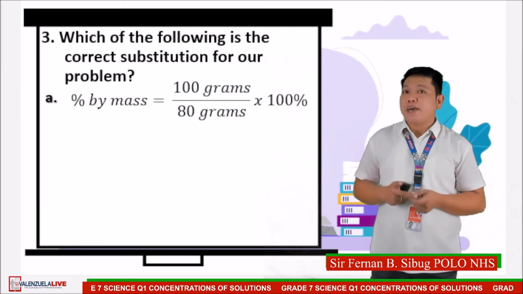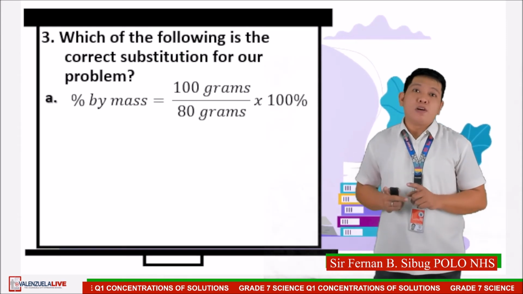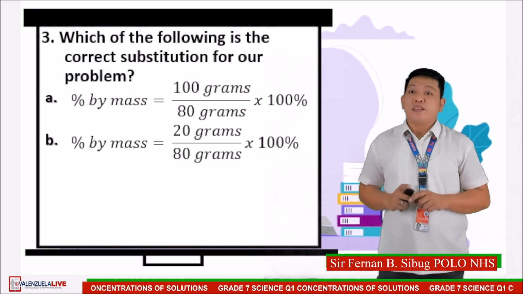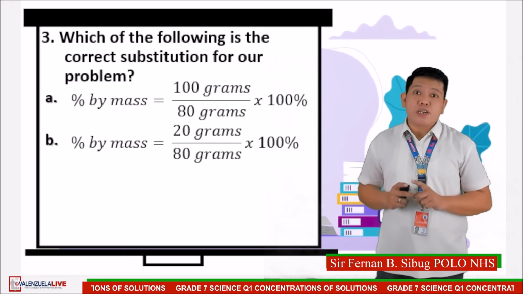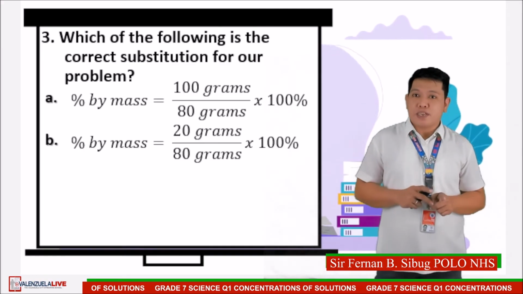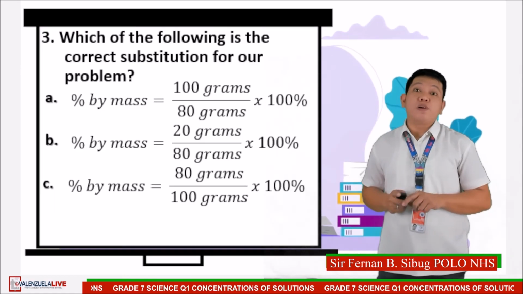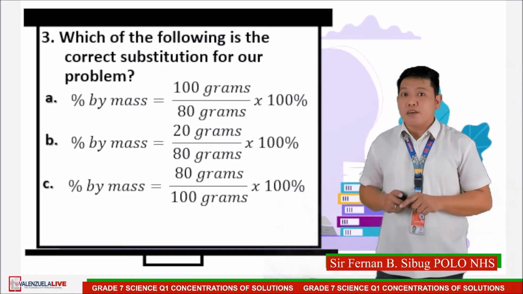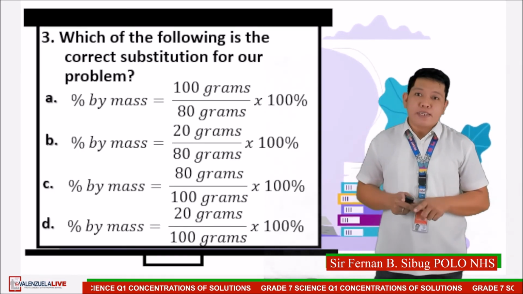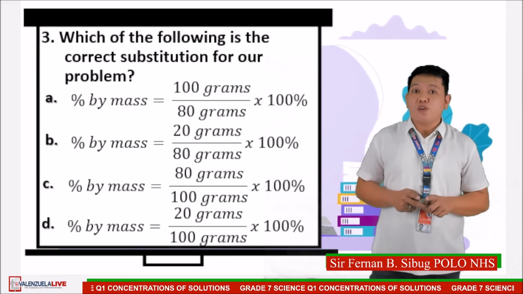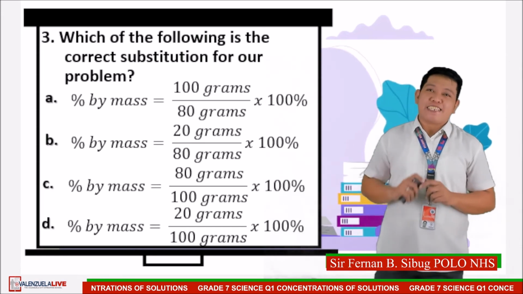A. Percent by mass is equal to 100 grams over 80 grams multiplied by 100%. Letter B. Percent by mass is equal to 20 grams over 80 grams multiplied by 100%. And letter C. Percent by mass is equal to 80 grams over 100 grams multiplied by 100%. And letter D. Percent by mass is equal to 20 grams over 100 grams multiplied by 100%. Type in your answer.